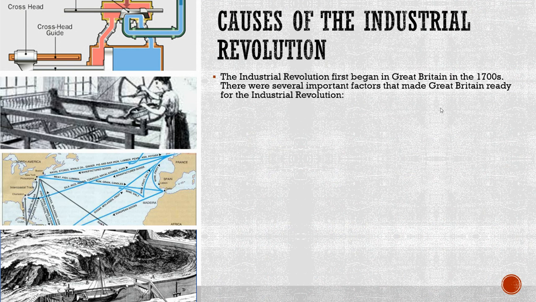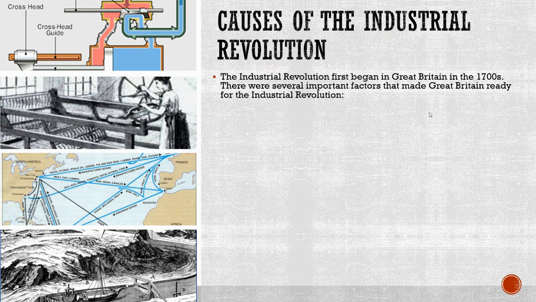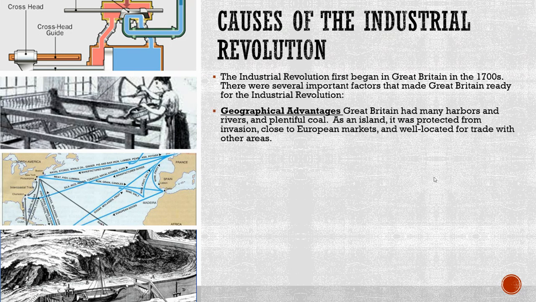So the causes of the Industrial Revolution. The Industrial Revolution first began in Great Britain in the 1700s, where several important factors made Great Britain ready for the Industrial Revolution. One was its geographical advantages. Great Britain had many harbors, so it's an island. That's why it's going to have a lot of different harbors and things like that. It also had rivers that connected the cities to the harbors, and it had plenty of coal. Okay, so three major things.